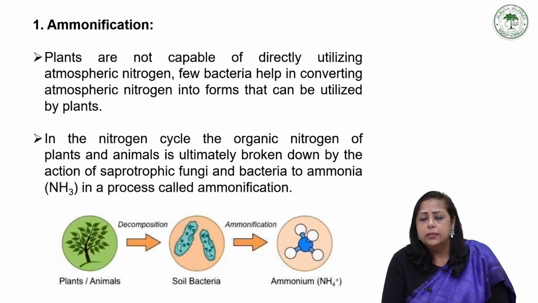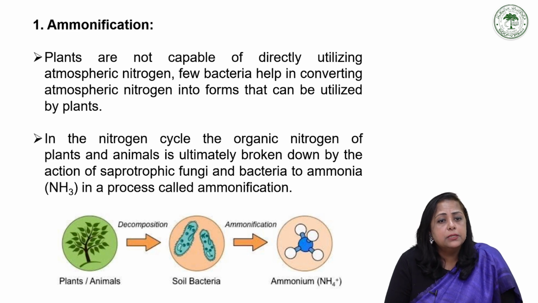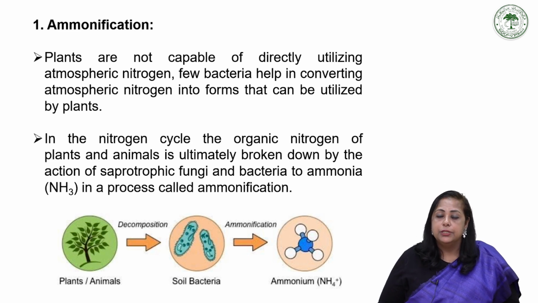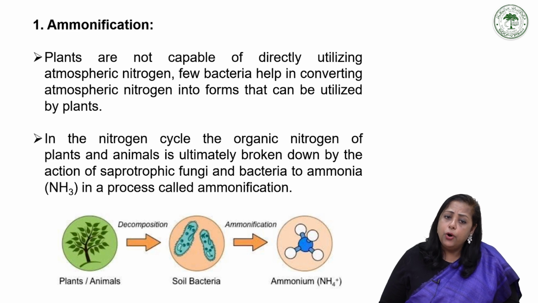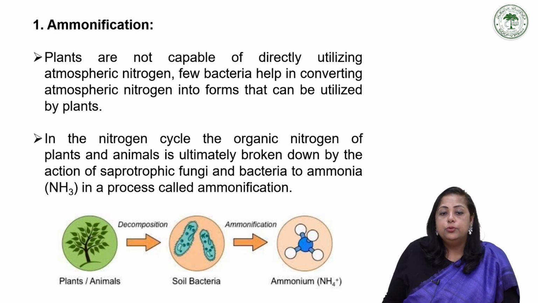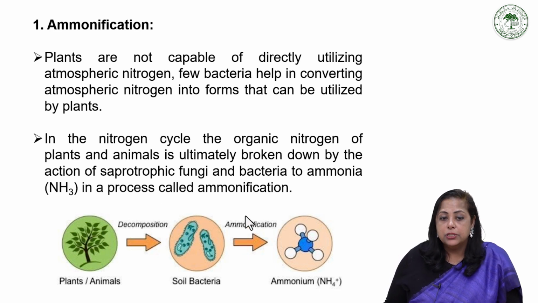So under the nitrogen cycle, the first step is ammonification. Plants are not capable of directly utilizing atmospheric nitrogen. A few bacteria help in converting atmospheric nitrogen into a form that can be utilized by plants. So that is called ammonification. In the nitrogen cycle, the organic nitrogen of the plants and animals is ultimately broken down by the action of saprotrophic fungi and bacteria to ammonia in a process called ammonification.